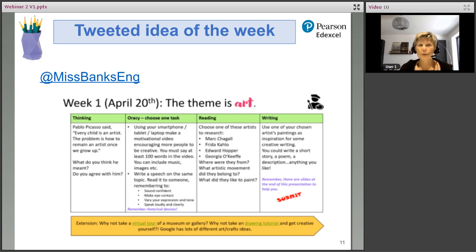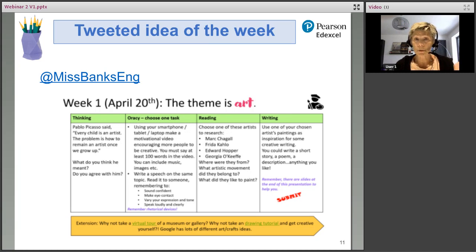This is a school that set a weekly theme, and I thought that was a really lovely idea. This is perhaps more Key Stage 3, but I love the idea. So there you go, I've already moved into Key Stage 3 ahead of next week. And the theme there's art, and there's a thinking, an oracy, a reading and a writing task. So I really like that idea.